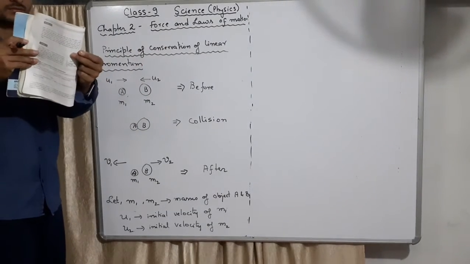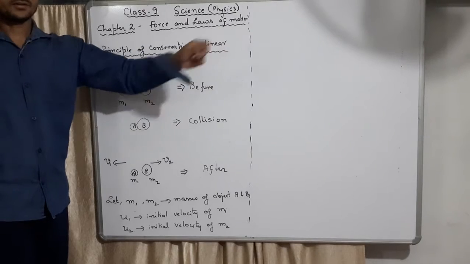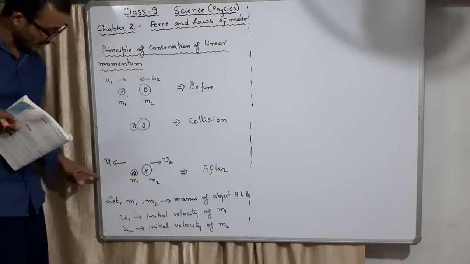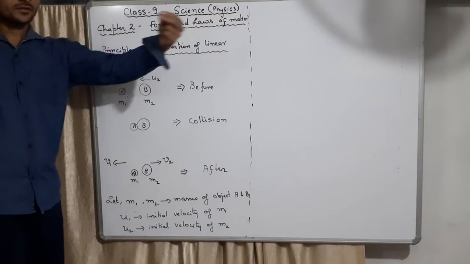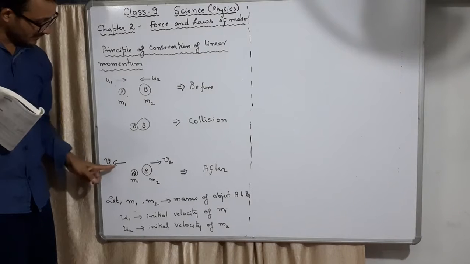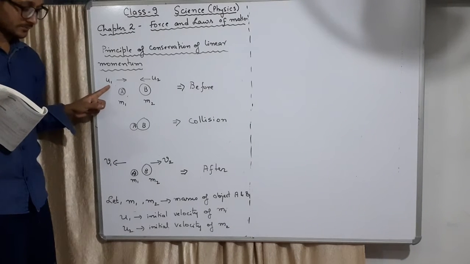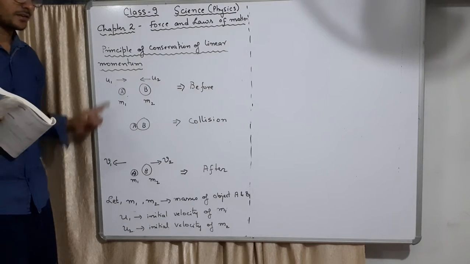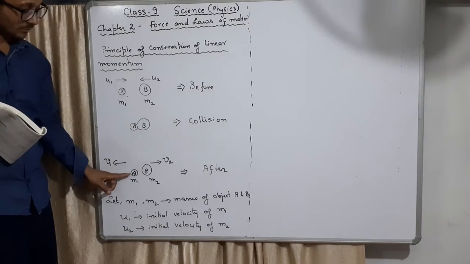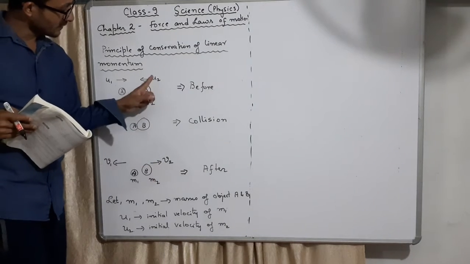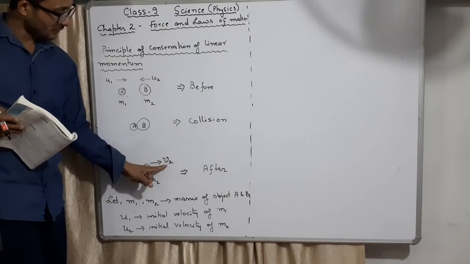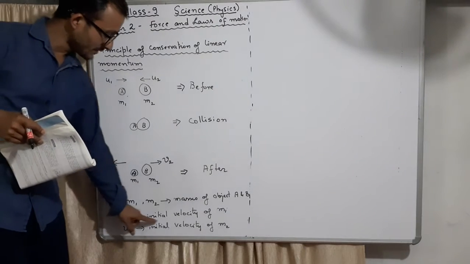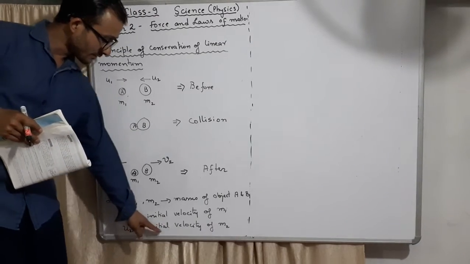After collision, what will happen? They did not stop. They recoil, going back again. It was coming from here, hitting, and going back. The velocity changes. Earlier it was U1, now it becomes V1. The symbol V is final, U is initial. 1 means object A. Similarly, U2 has changed to V2. Here I wrote only symbols: U1 is the initial velocity of M1, U2 is the initial velocity of M2.